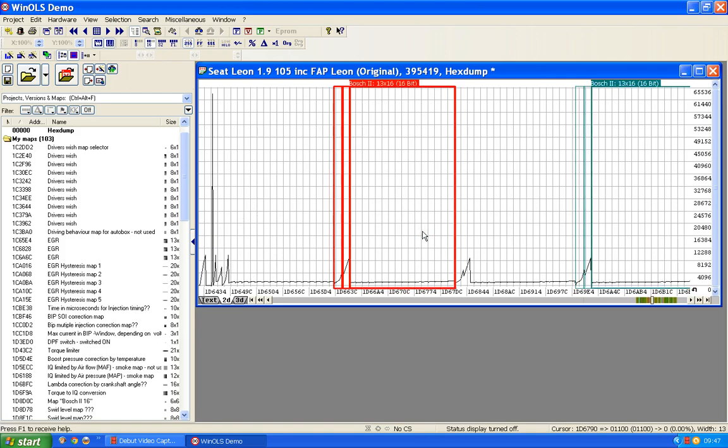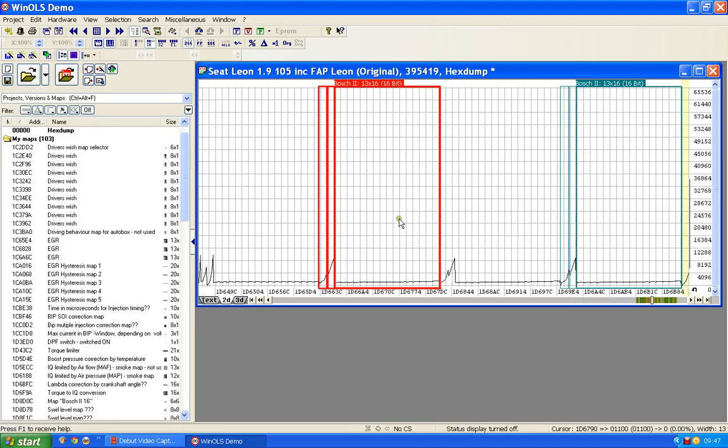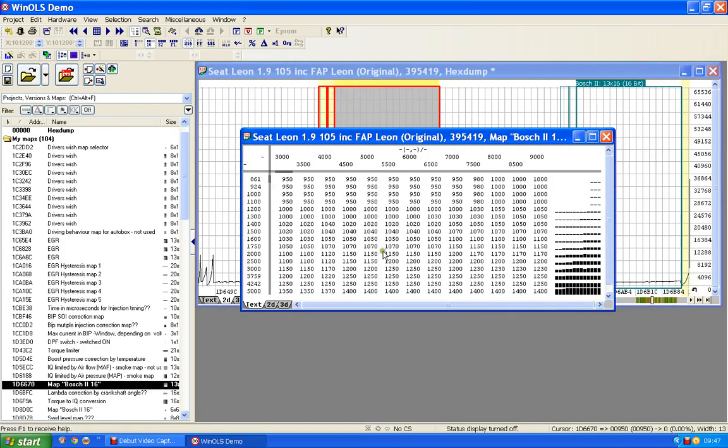Now, as this is the first one of what looks like 3 maps, I'm going to assume that these are lambda 1, 2 and 3, or 0, 1 and 2, as Bosch often call them. Right, let's have a look at this one then. So we'll double click on here.